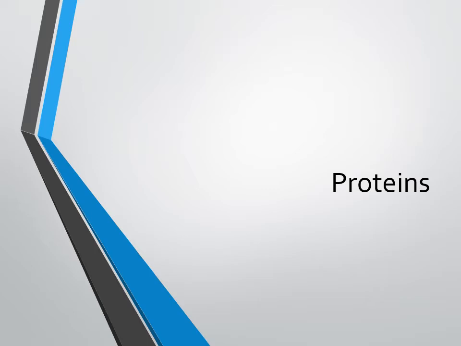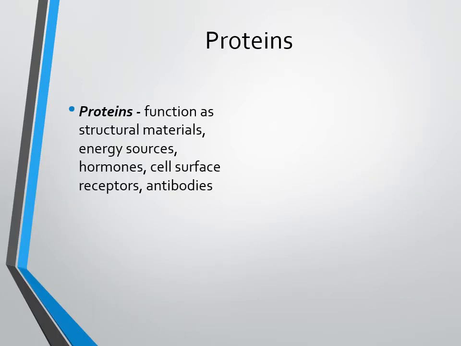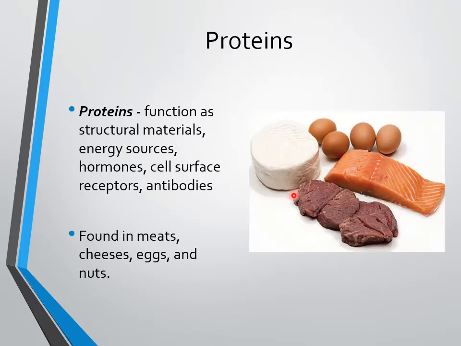All right, so moving on to proteins. Proteins function as a structural material or energy source, so hormones, cell surface receptors, antibodies, really anything that you need your body to do, proteins can make it. They're found in meats, cheeses, eggs, and nuts. So everything you see right here.